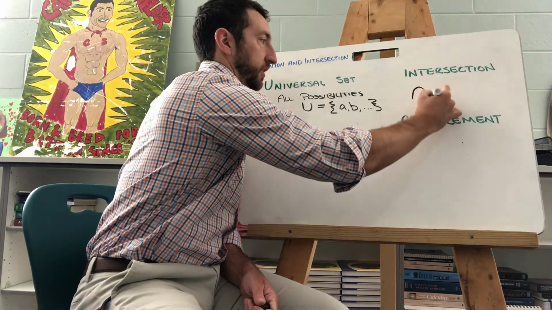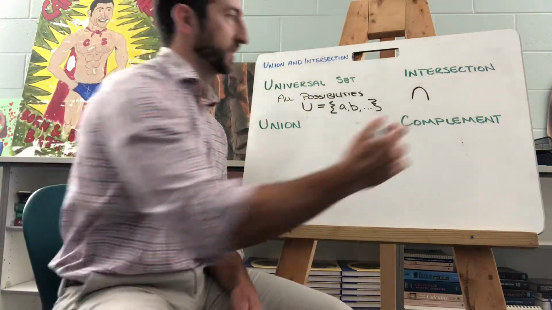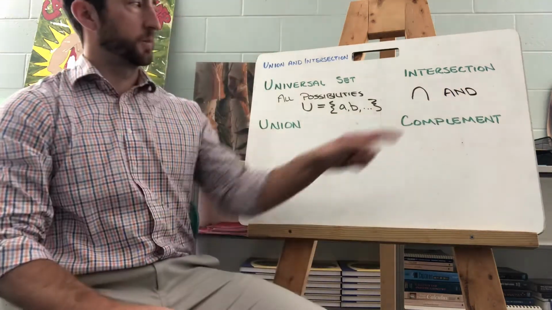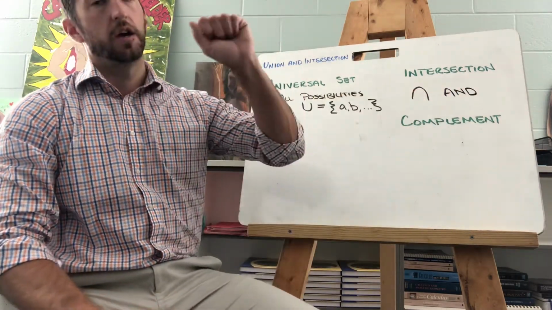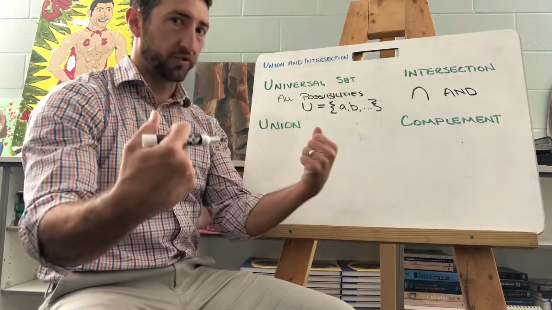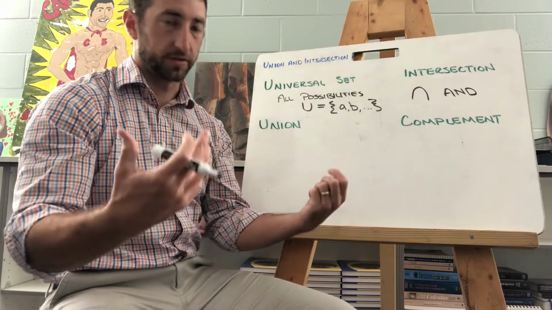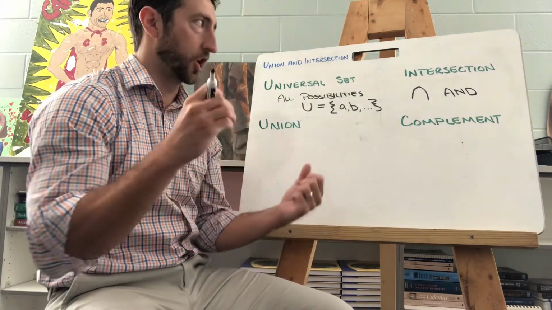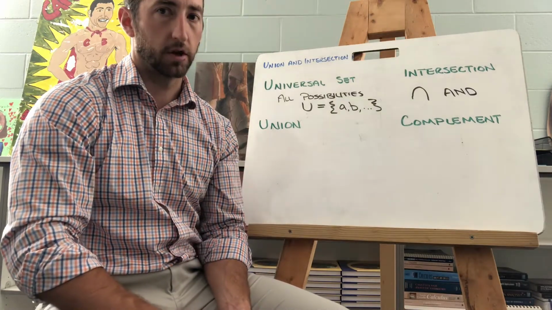Intersection is given with this symbol, and that just means it's "and." So whenever we're talking about a set that has an intersection, that means the element has to be in both sets, or however many sets we're using, if it's across three. That element has to be in all of those sets.